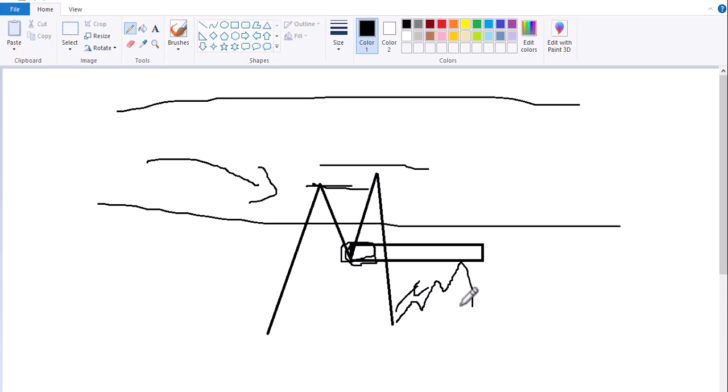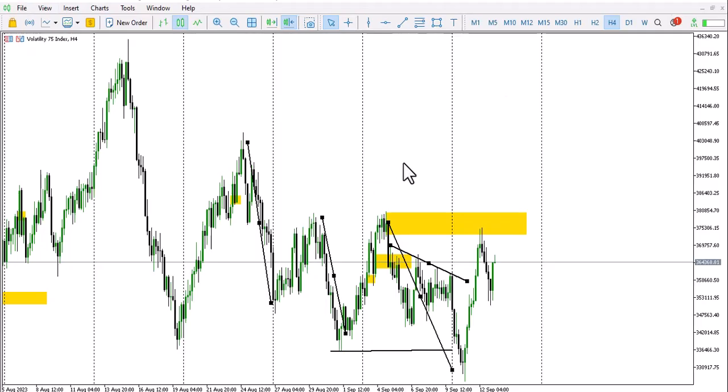So this is what you are doing, and this is how you plan on moving forward with this setup. Let's go and look at this setup on the chart. Remember, we did mark this out as our order block, and price did retest this as price was moving, right?